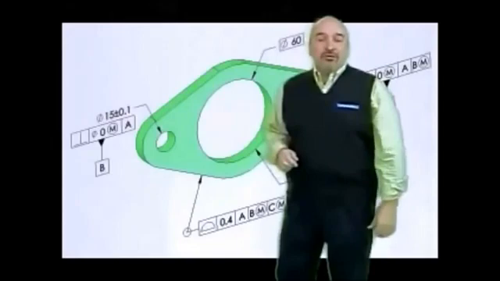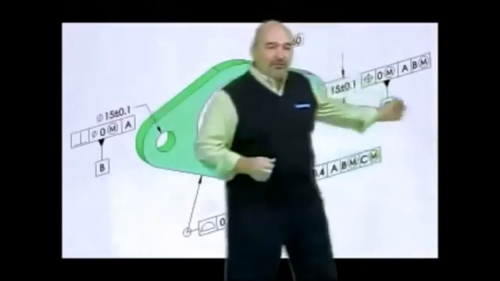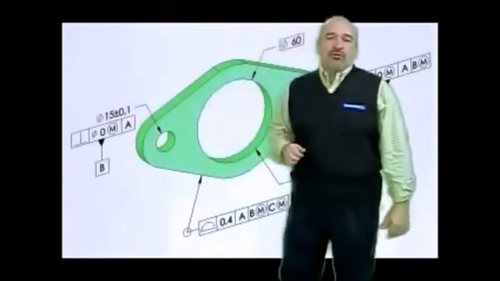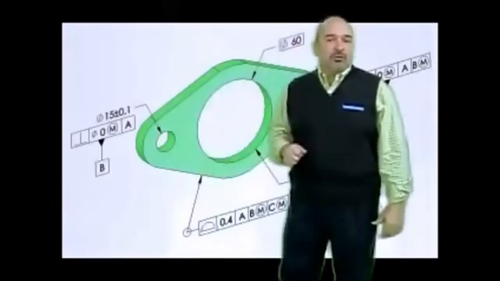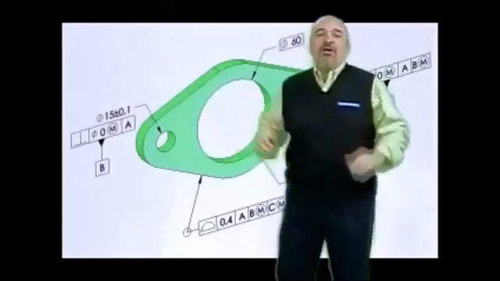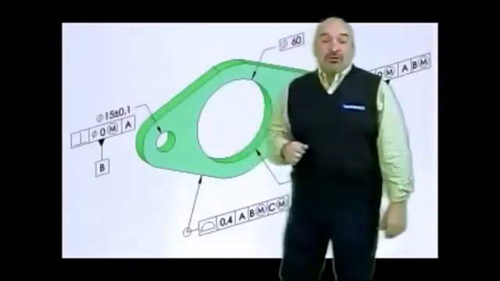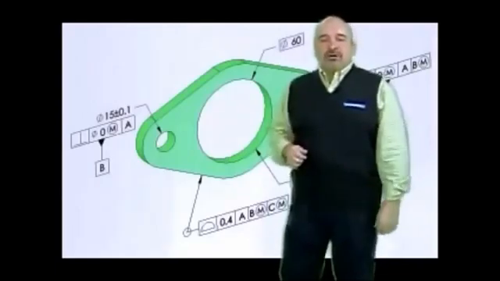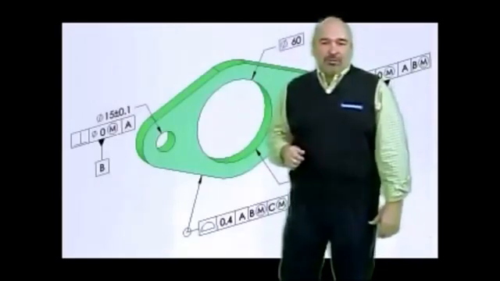Here, datum features B and C have been modified at MMC. This doesn't change the profile tolerance zone, which is still 0.4. It does allow the profile tolerance to float a bit when the datum features are made larger than their virtual condition. Let's say this part is to be inspected using an overlay on an optical comparator.